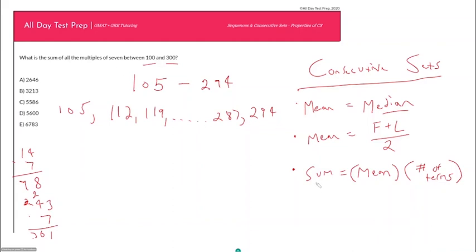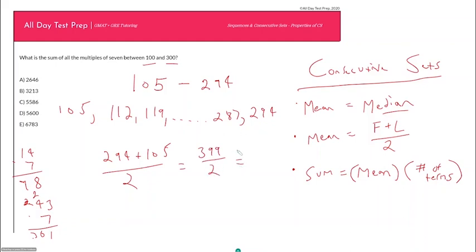So now to find the sum, first I've got to find the mean. So let's use our formula here to do that. It'll be 294 plus 105. And remember, it's the first term plus the last term. That's not the last term minus the first term. That's the range. And for some reason, people always want to use that here. It's not the range. It's first plus last. So this is over 2. So this is what? 399 over 2.